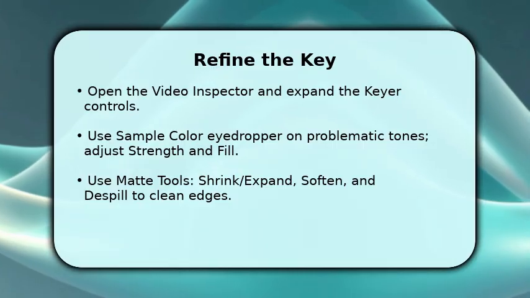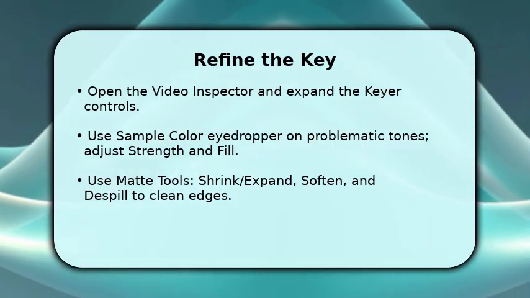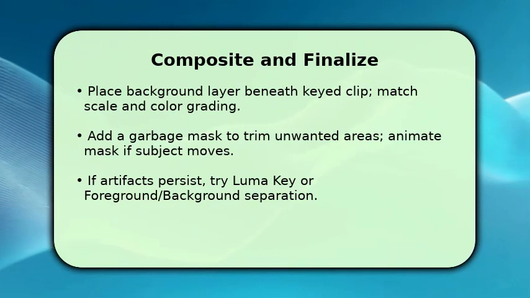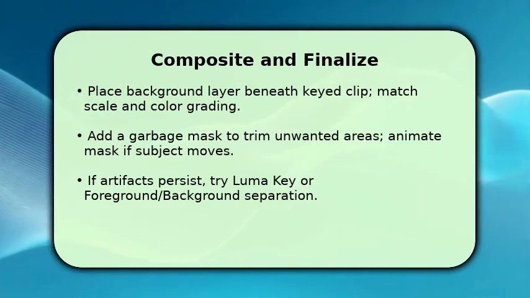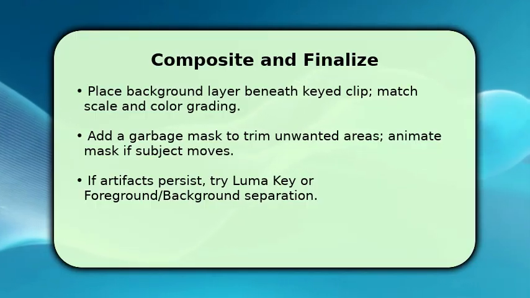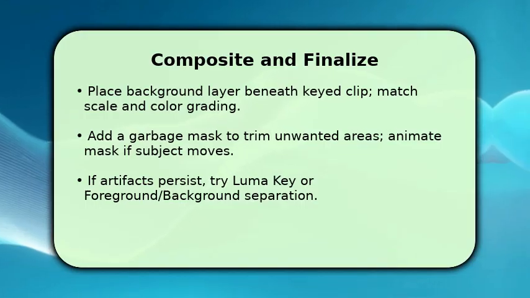Now composite by placing your chosen background layer under the keyed clip and match scale and perspective so the subject sits naturally. If stray edges remain, draw a simple shape mask, Draw Mask, on the top clip to remove off-frame elements and animate its points if the subject moves.